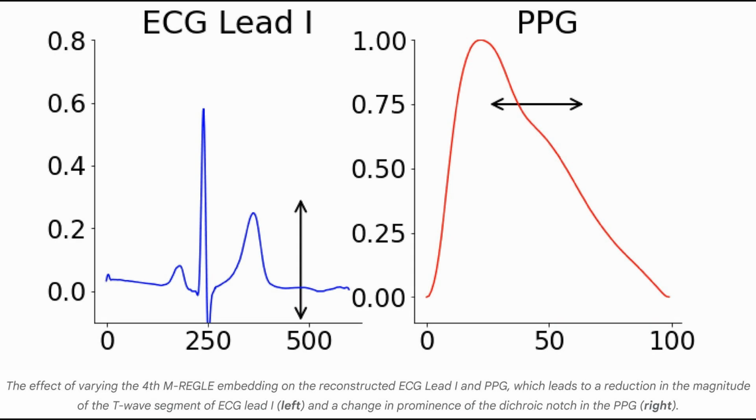So beyond just finding these genetic links, the researchers also wanted to understand what these learned heart signatures actually represent. This figure shows a really cool interpretability experiment. They took one of the learned M-REGLE embeddings and just slightly changed its value. What we see here are the reconstructed heart signals that result from that change. On the left, changing that one number alters the T wave in the electrocardiogram, which is related to the heart's recovery after a beat. On the right, it changes the dicrotic notch in the photoplethysmogram, a feature linked to arterial stiffness. This shows the embeddings are capturing truly meaningful biological information.